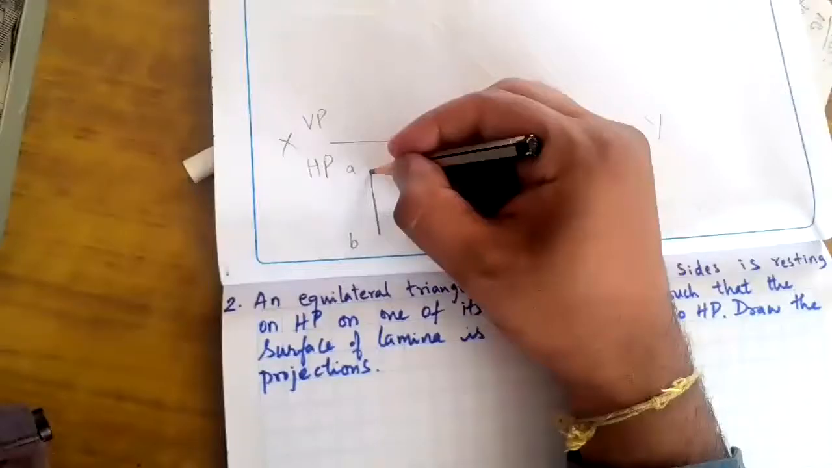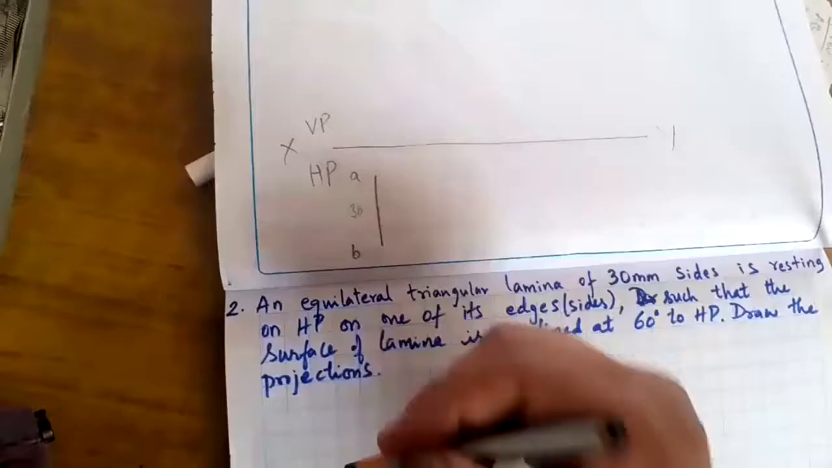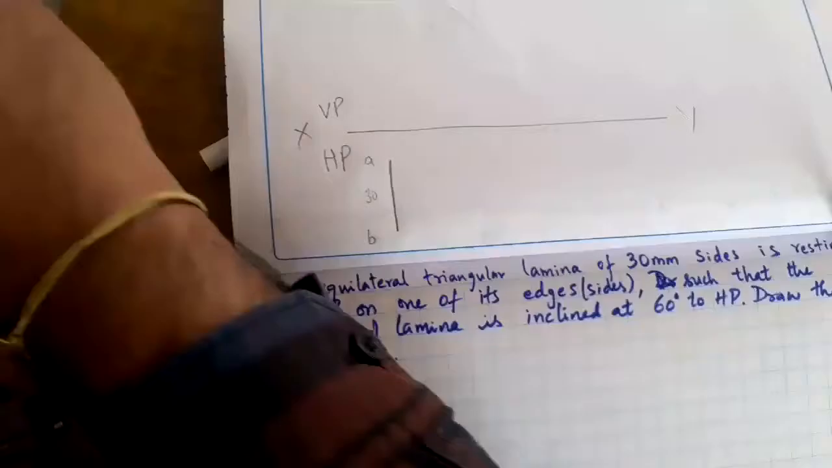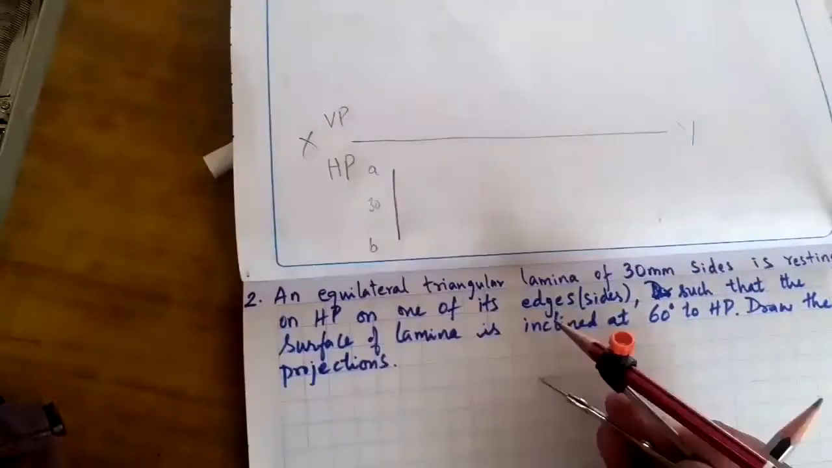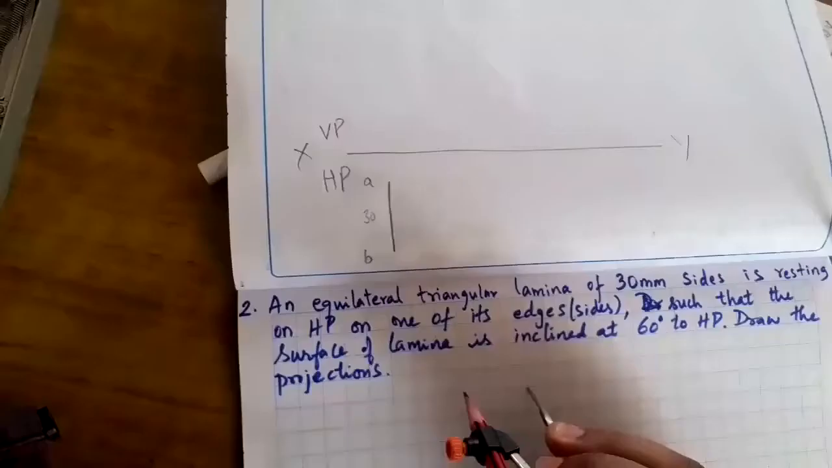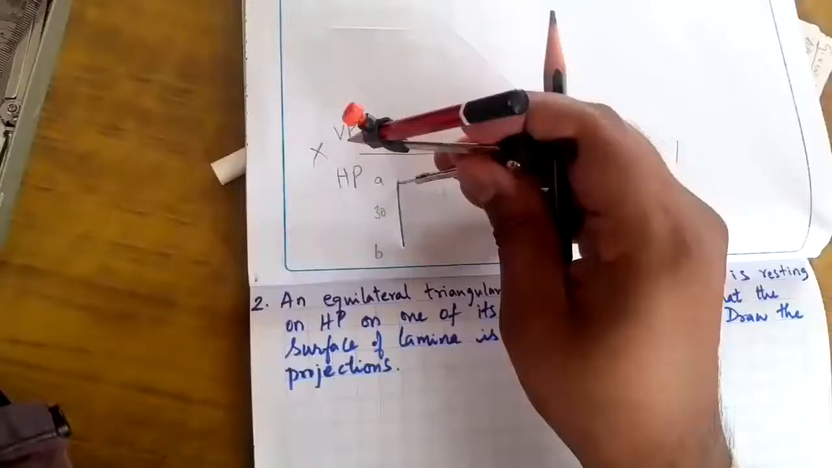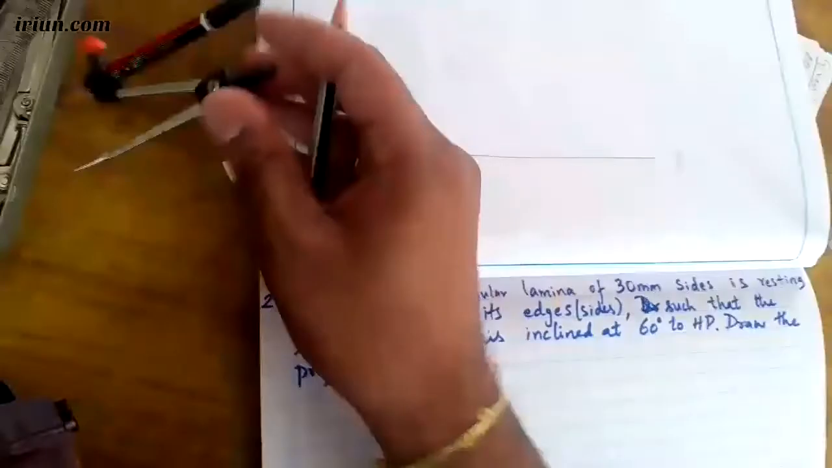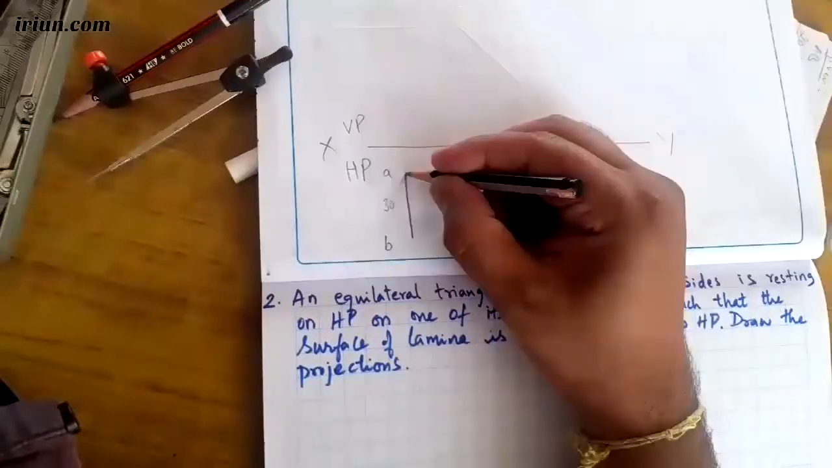This side is 30 mm. So take a compass for 30 mm, which is 3 boxes. You can keep it anywhere like this, and put 3 boxes. From A corner I'll draw an arc, and from B corner I'm going to draw an arc. Somewhere here I'm going to join C, which represents the apex. Are you able to get it?